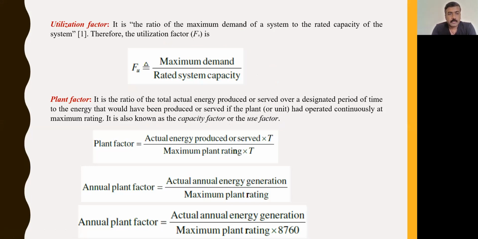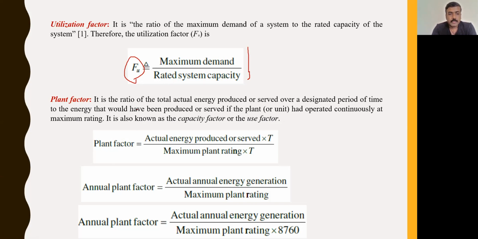The other definition we are dealing with here is utilization factor. It is a ratio of the maximum demand of a system to the rated capacity of the system. So maximum demand to the rated capacity. It is expressed as F_U, utilization factor. The subscript U stands for utilization. So the ratio of maximum demand to the rated system capacity.